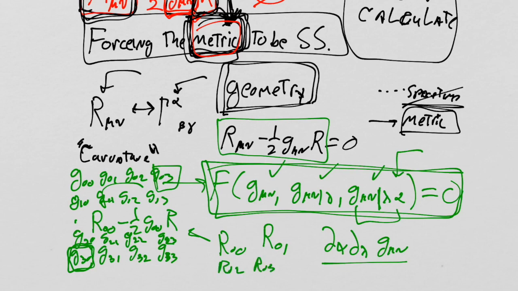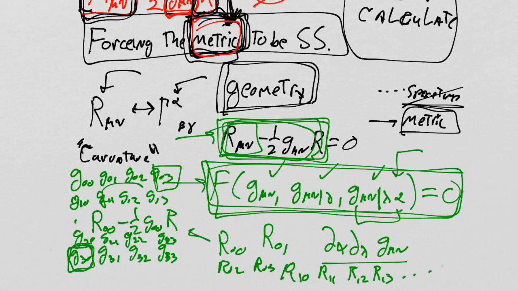R02, R03, and then R10, R11, R12, R13, etc. And then I'll have 16 of those. So I'll have 16 things on this side, 16 things on this side of the equation. It's 16 separate equations, right? But in the end, even though it's written this way, the point I'm trying to make is it's all in terms of the metric.